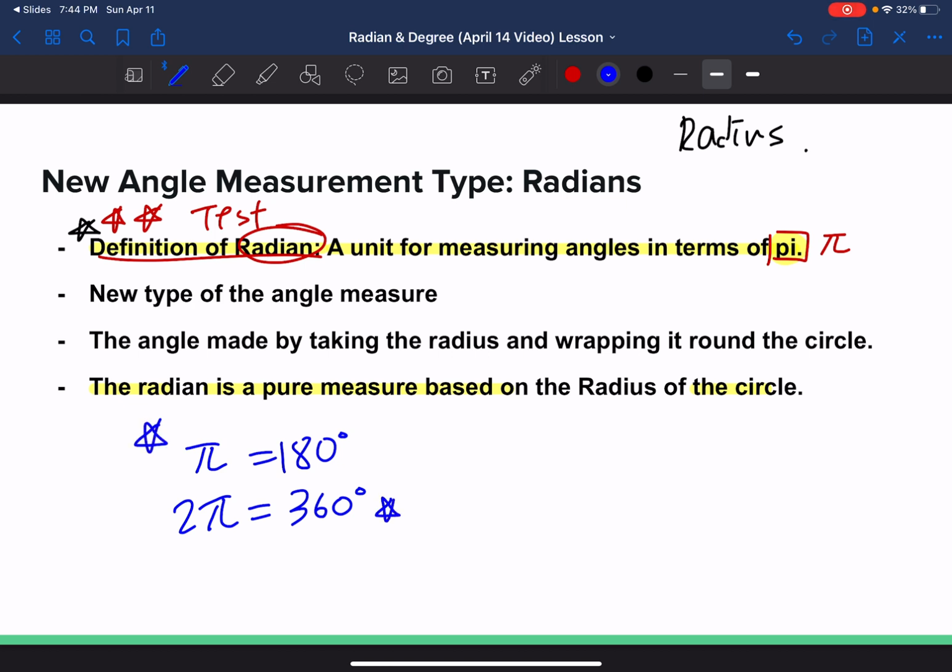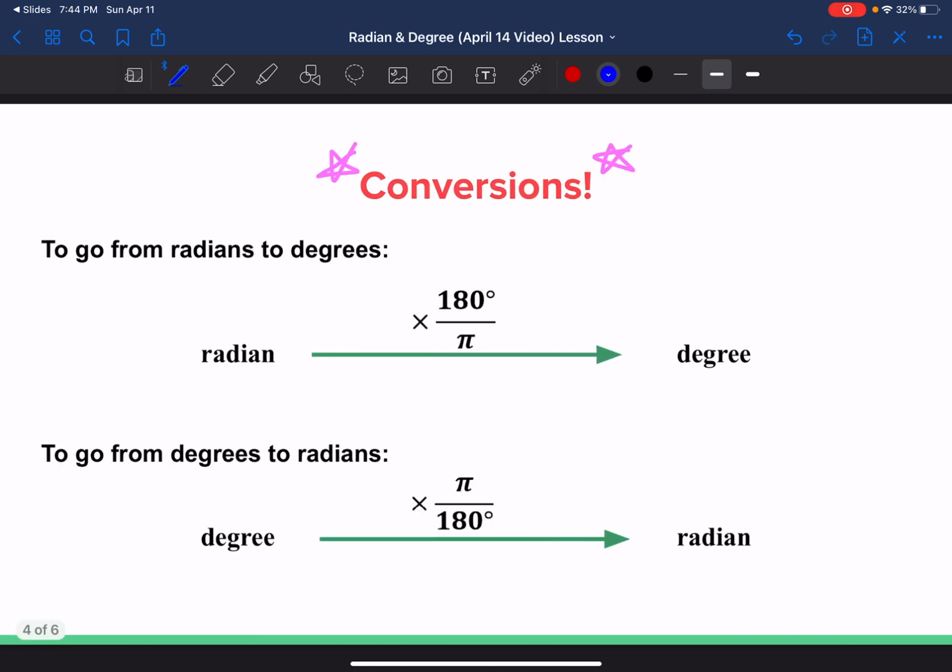Pi is 180 degrees, 2 pi is 360, because we are going to use this over and over, so you kind of have to know that. And of course, if you divide pi by 2, half of pi is half of 180, so it's going to be 90 degrees. Okay, so let's take a look at some conversions. Of course, nowadays we have smartphones and Google, you can say, Siri, what's 20 degrees in radian? You can do that.